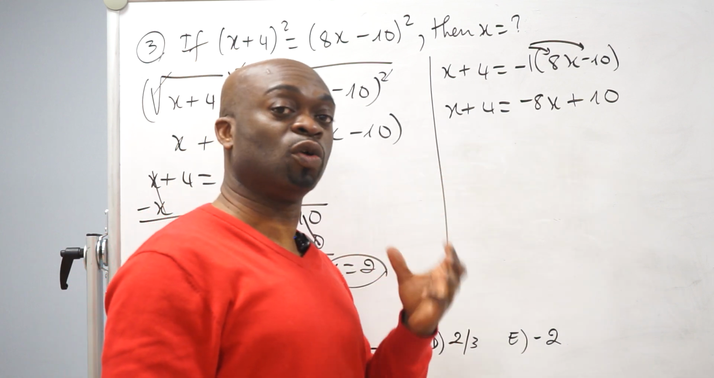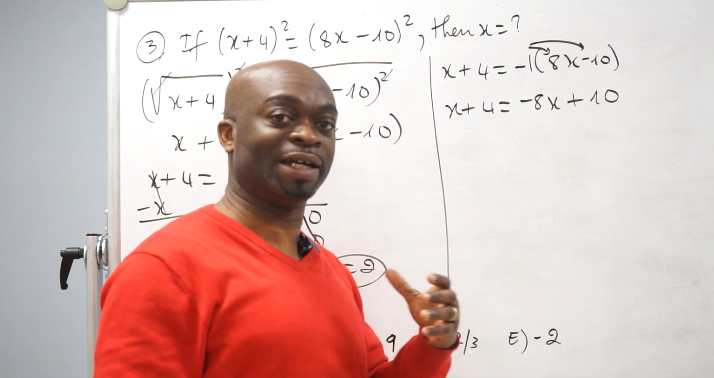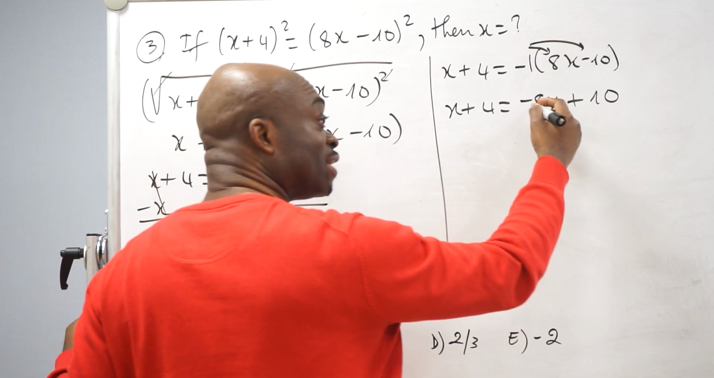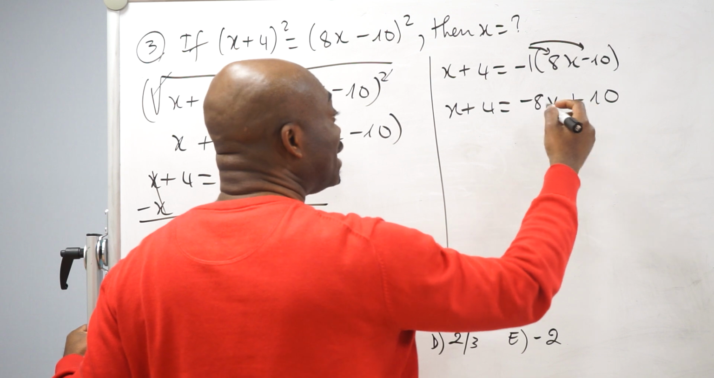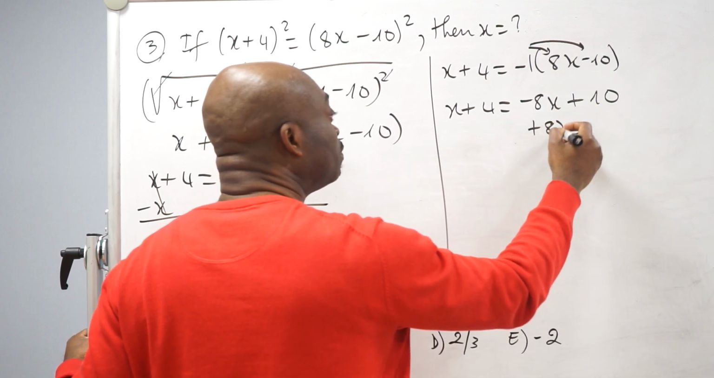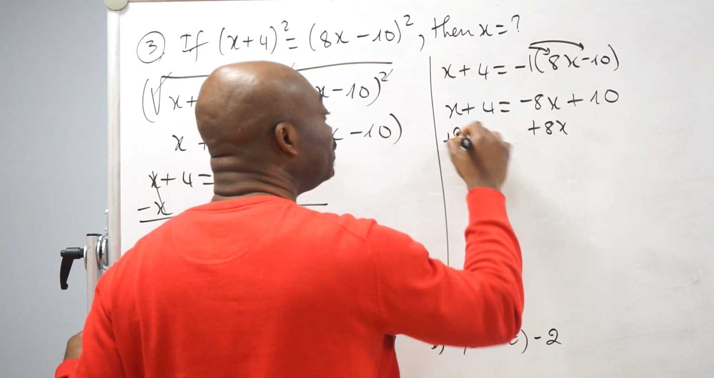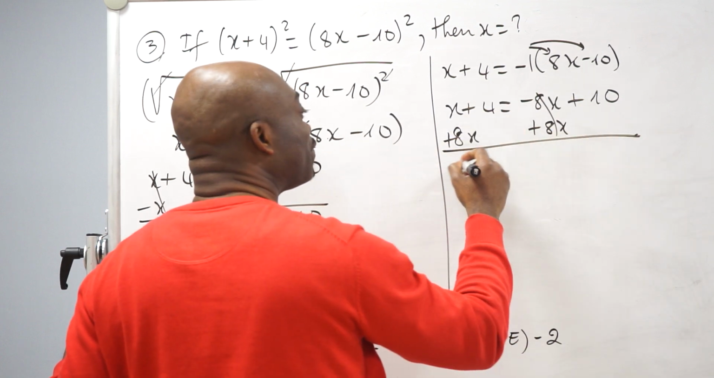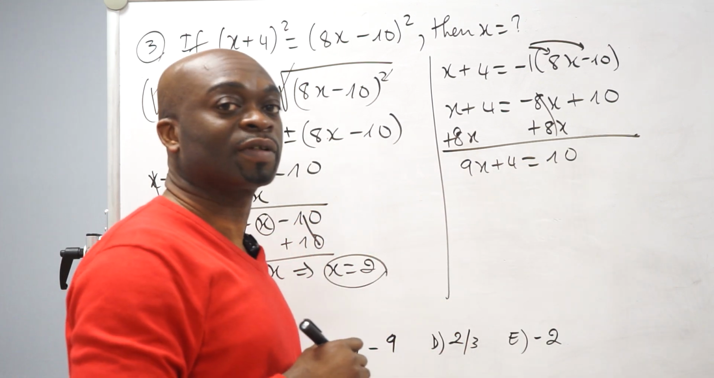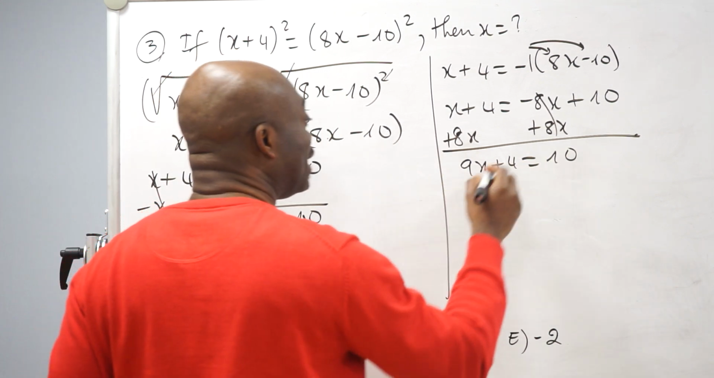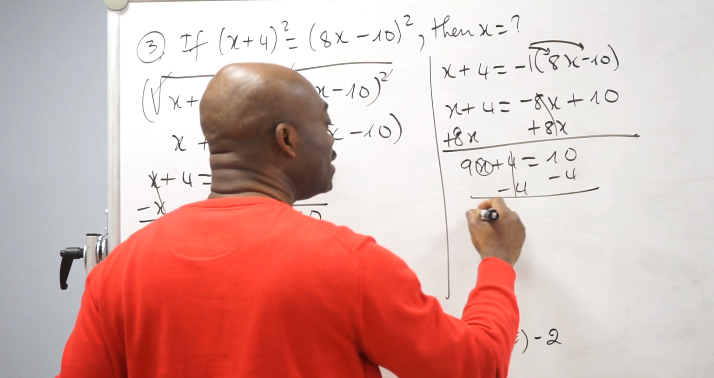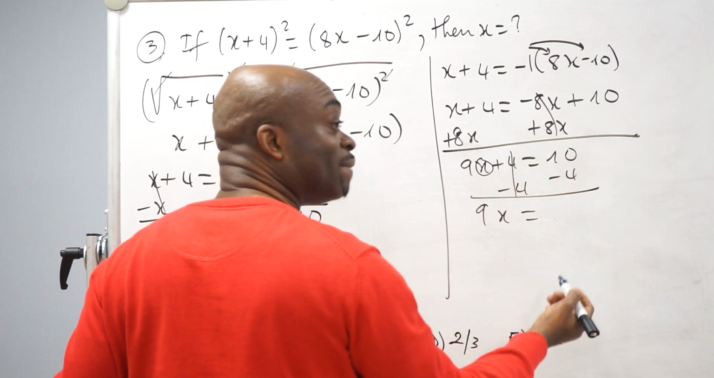We move the lowest variable to the largest one so that at the end we have a positive coefficient in front of the variable. That's the reason why we do that. Negative 8 is smaller than positive 1, so we cancel that one. We have 9x plus 4 equals 10. What are we solving for? x. Do not forget that. We subtract 4 from both sides, so we end up with 9x equals what? 10 minus 4 is 6.